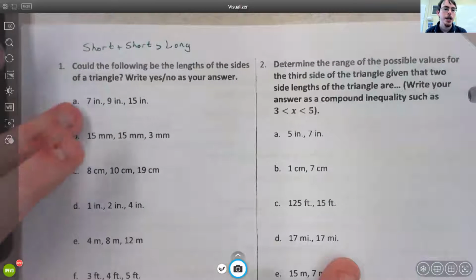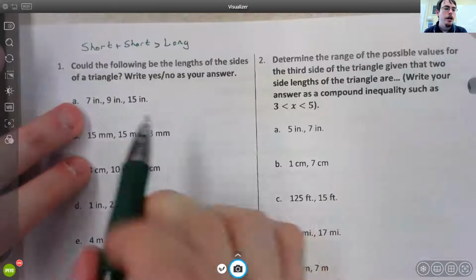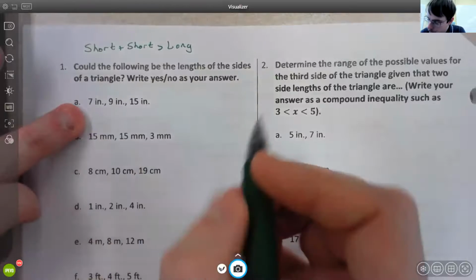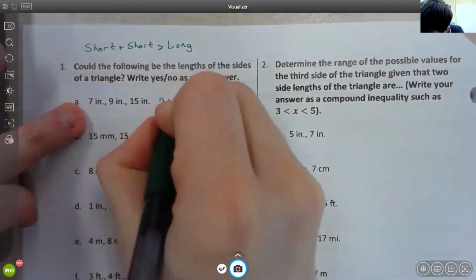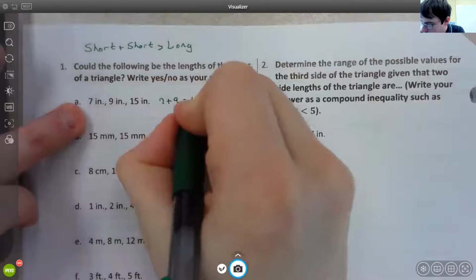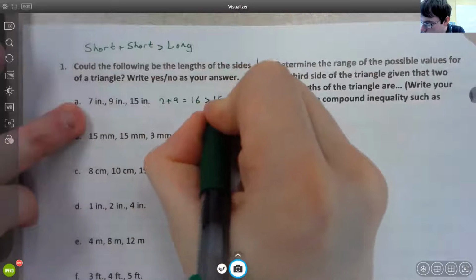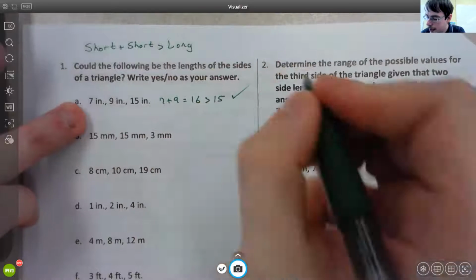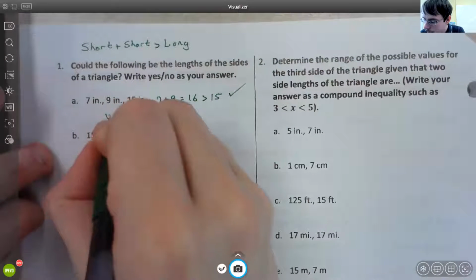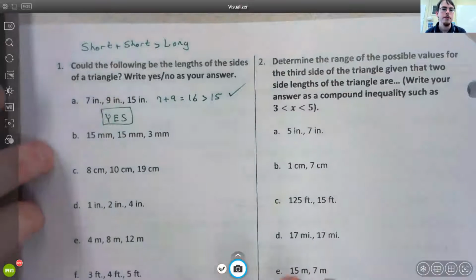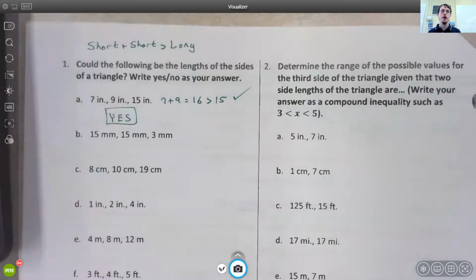Okay, so let's look at A. We have our two short sides are 7 and 9, so we're going to take 7 plus 9. 7 plus 9 gives us 16. Is 16 greater than 15? Yes, it is. So this is a triangle. That's all we have to do.